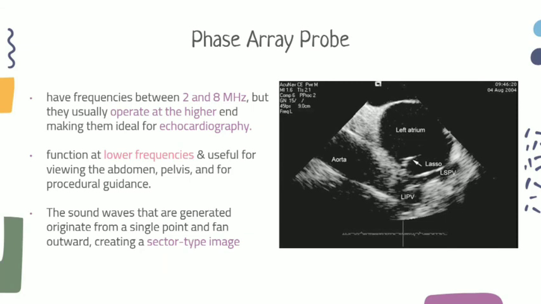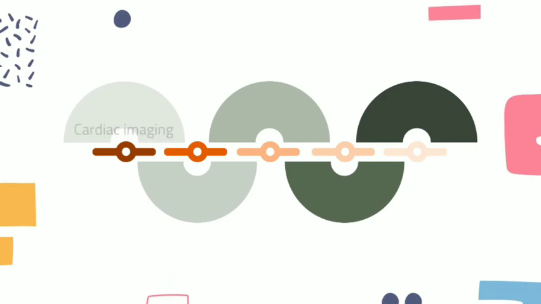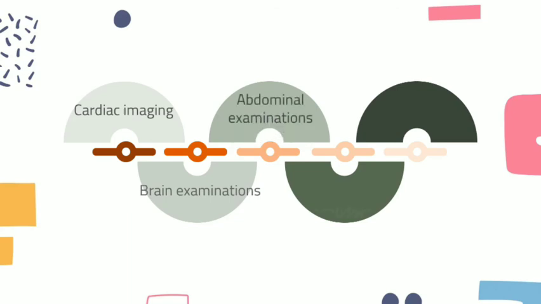Phase array probes are usually used for cardiac imaging, brain examination, abdominal examination, transabdominal imaging if linear probes are not suitable, and imaging between ribs.